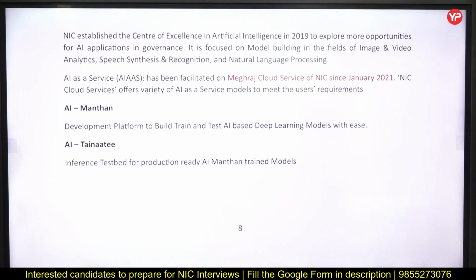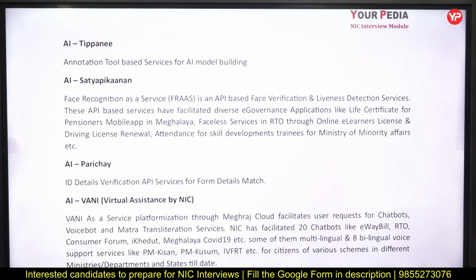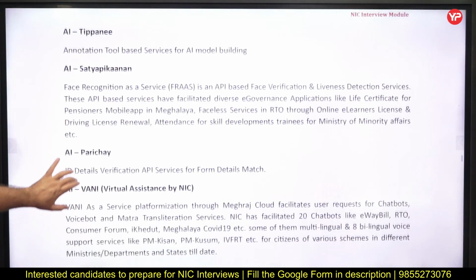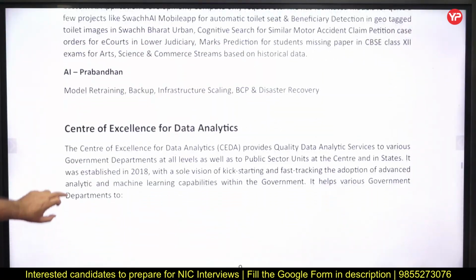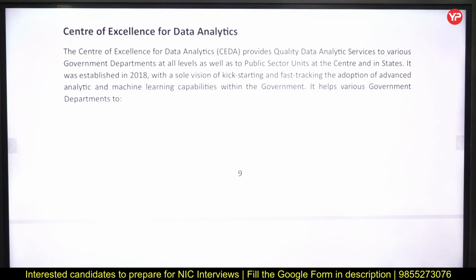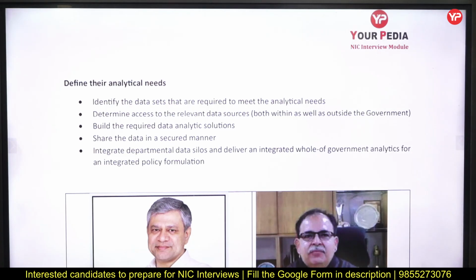So there are a variety of artificial intelligence service models, and they meet various users requirements. Similarly, artificial intelligence Satya P Kanan. So just to go through this and read, एक बार इसको go through कर लेना, just read once all these terminologies. Then center of excellence for data analytics. So what is the use of data and quality data analytics, where it is being used, and analytical needs की क्या requirement है, that also you should know.